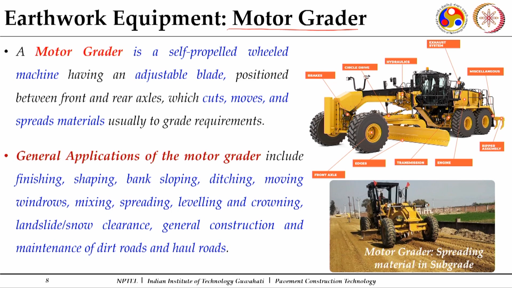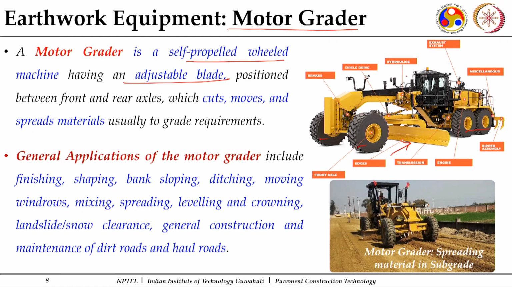Now again you can see it is a self-propelled wheeled machine. You can see there is a front axle, a rear axle, front wheels and rear wheels, having an adjustable blade. This is that particular blade which is adjustable. This blade can swing, and instead of the horizontal position which is shown, it can be raised and made vertical also.